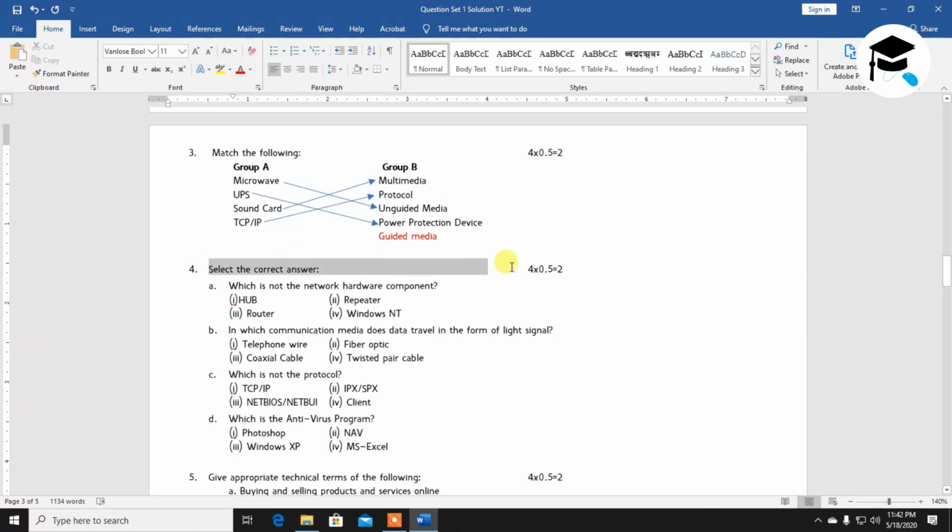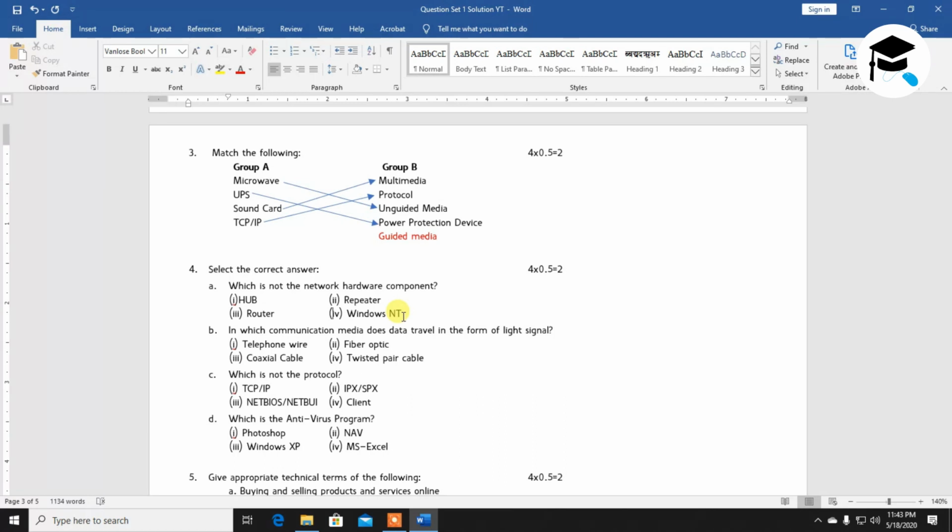Question number 4, select the correct answer. 4 questions, 4 choices are given here. You need to choose any one. Which one is more suitable to the question? Let's move. Which is not the network hardware component? See here, hub, router, repeater, Windows NT has been given here. Now you need to guess which one is not the network hardware component.